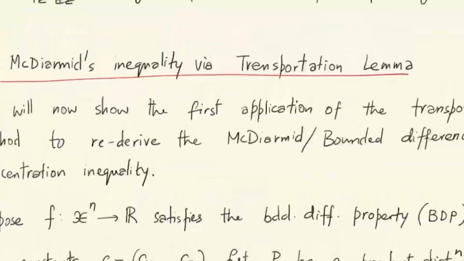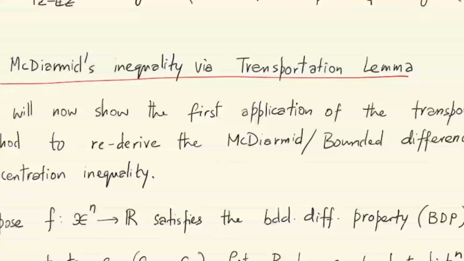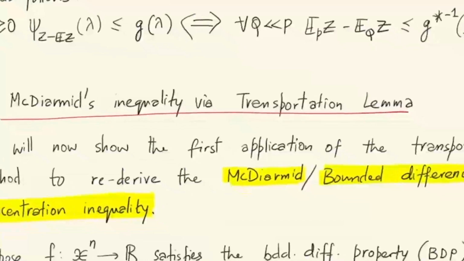So we'll now come to what is probably the most important initial application of the transportation method to derive something that we've already seen before, which is McDiarmid's inequality, or the bounded differences concentration inequality for stable functions of independent random variables. So we've derived McDiarmid's inequality using other techniques like the entropy method, and in a more basic sense by using the Azuma-Hoeffding method. But here we will derive it through the lens of the transportation lemma.